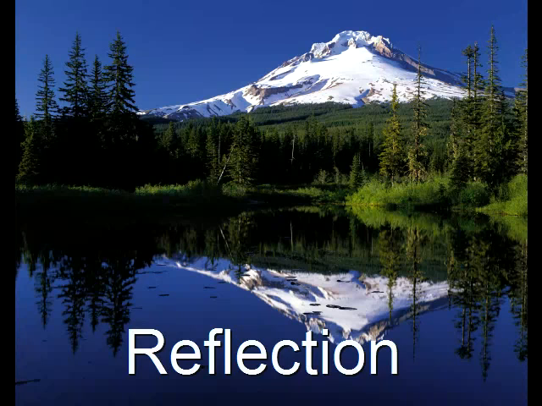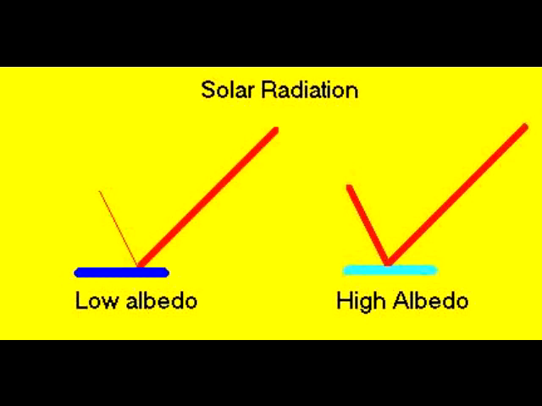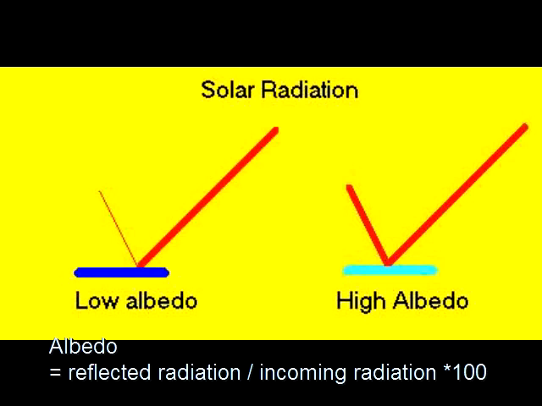Reflection is the backward redirection of radiation. The difference between reflection and scattering is that reflected light bounces back with the same intensity and at the same angle as it hits the reflecting object. The scattered light is broken up into various weaker rays, which move into different directions. The reflective quality of a surface is called albedo. Albedo is expressed as the percentage of insolation that is reflected.